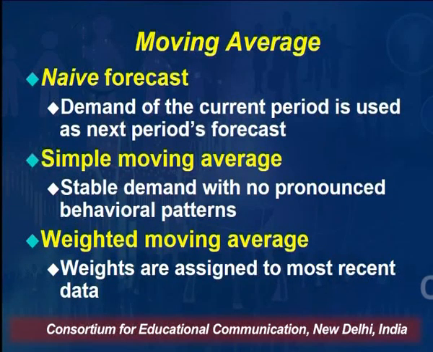In moving average there are various kinds of ways. One is called naive forecast, the other one is called simple moving average, then comes weighted moving average. Naive forecast: demand of the current period is used as next period's forecast. Simple moving average: stable demand with no pronounced behavioral patterns. Weighted moving average: weights are assigned to most recent data. So we'll see it through numerical examples also, but here naive forecast means it's a very simple forecast.